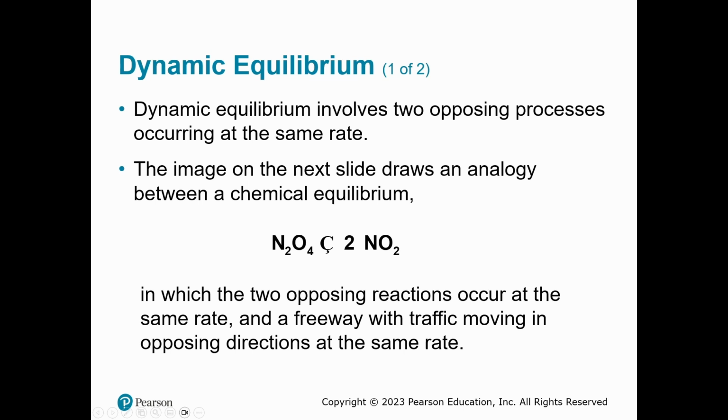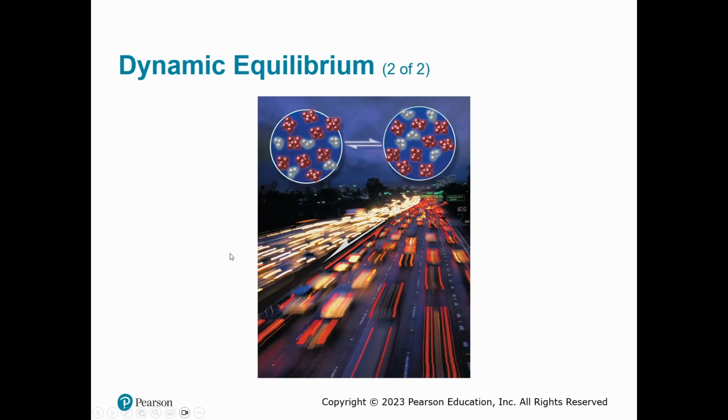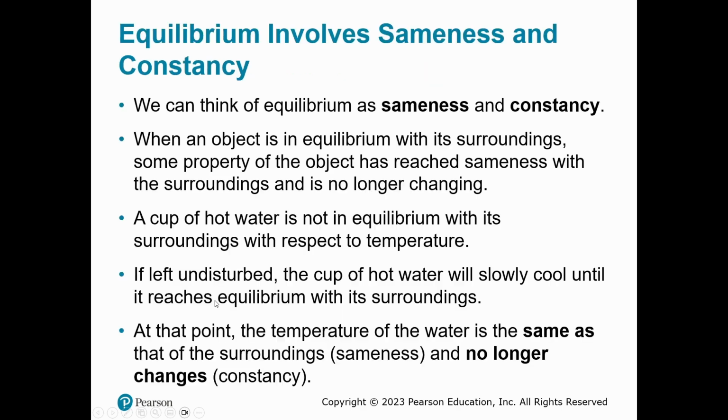So dynamic equilibrium is this new concept. I apologize here, this should be a reaction arrow. Dinitrogen tetroxide turns into 2 molecules of nitrogen dioxide. This would be the forward reaction. Nitrogen dioxide turning into dinitrogen tetroxide would be the reverse reaction. The book uses a freeway to show that if the flow of traffic goes at the same rate in one direction as it goes in the other direction, the amount of movement between the two areas is about the same, or it's in a dynamic equilibrium.